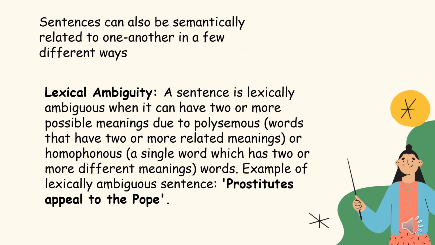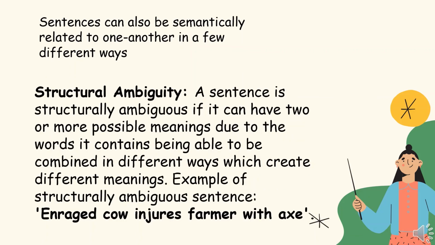Structural ambiguity. A sentence is structurally ambiguous if it can have two or more possible meanings due to the words it contains being able to be combined in different ways, which create different meanings. For example, enraged cow injures farmer with axe. In this sentence, the ambiguity arises from the fact that with axe can either refer to the farmer or to the act of injuring being carried out by the cow with axe.